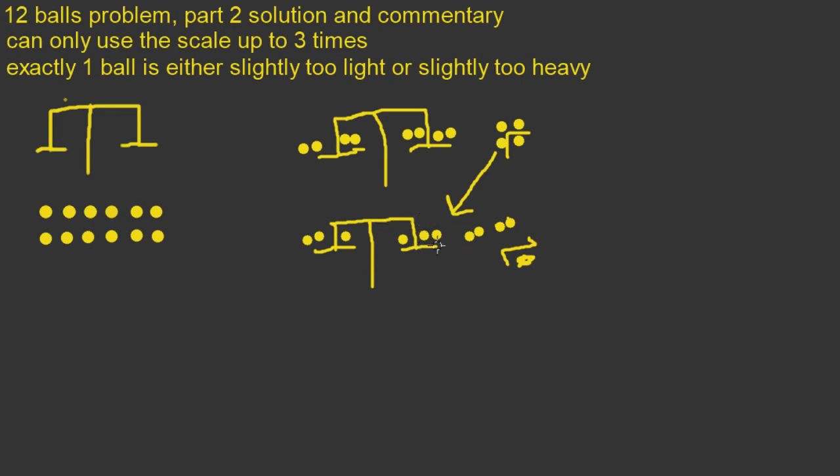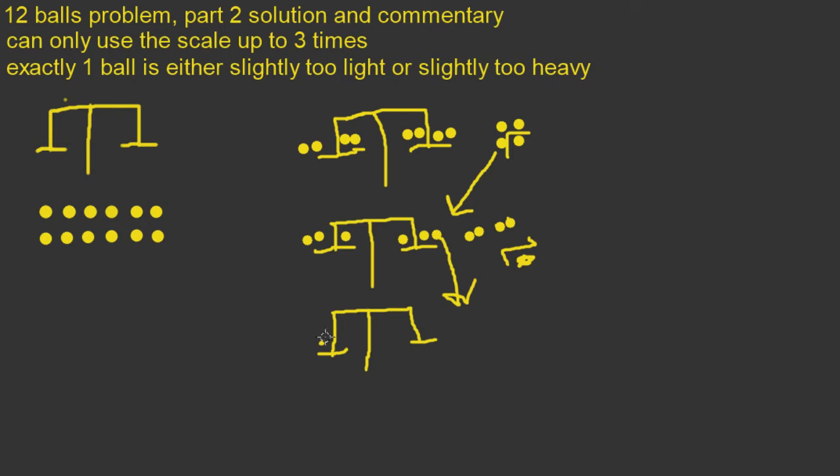So if the right side goes up, that would tell us one of these 3 balls on the right side is too light. So we have 3 balls, one of which is too light, and we only get to use the scale 1 time. The solution to that problem is that we will take one of them and just move it off the scale, and we'll flip the other one over to the left side. So we'll have 1 ball on each side of the scale.